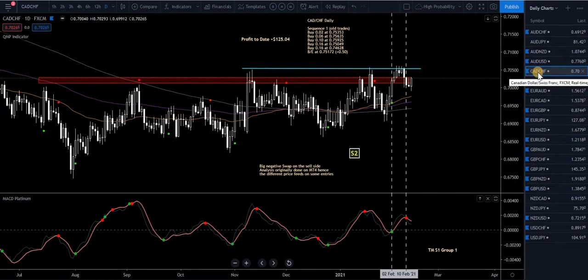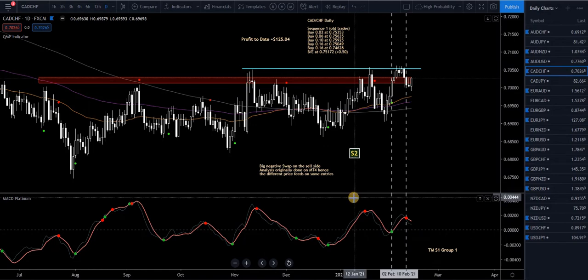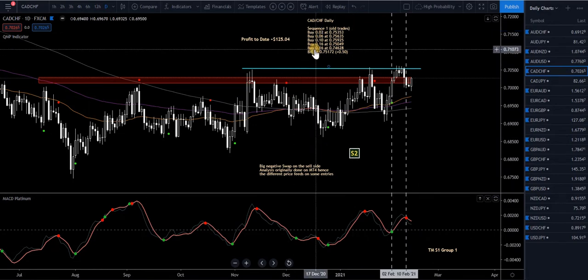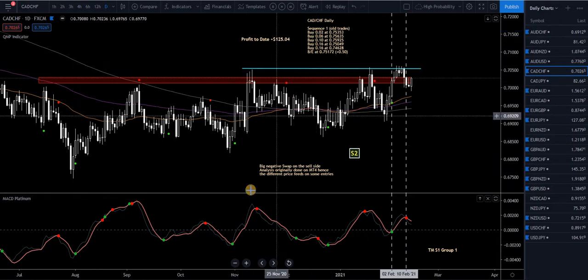CAD Swiss, I'll make CAD Swiss. Right, you'll see 5 buy trades up here. Not much profit on this pair.